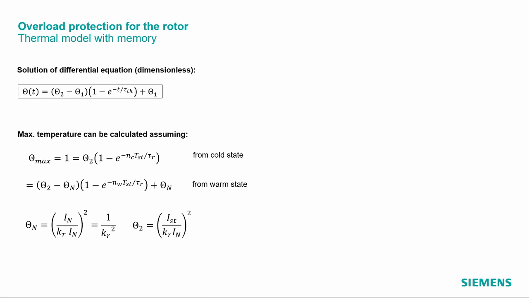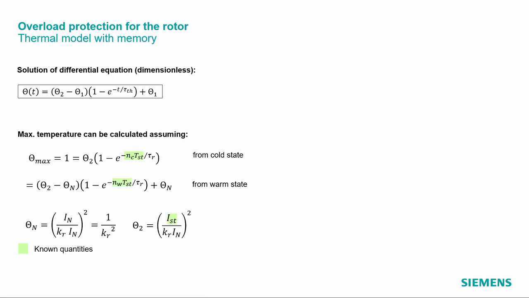Okay, and the end temperature basically is the starting current, if you assume this is a constant current, over Kr times IN to the square. So the temperature always goes somehow with the square of the current. This relation I explained in the last webinar or tutorial.